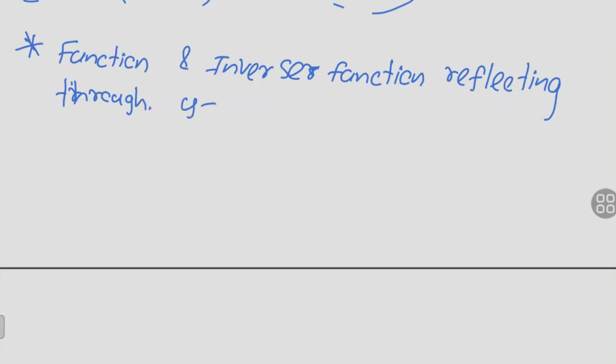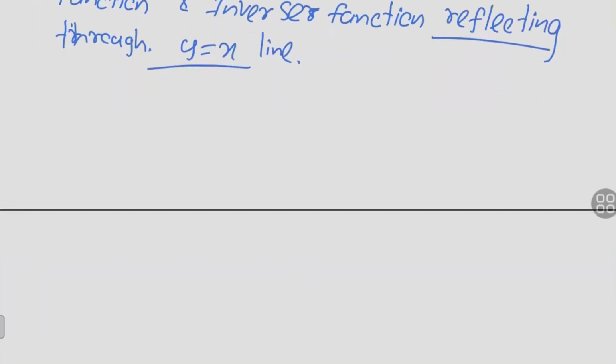the line y equals x, right? With this sentence, you will get that mark. The relationship between any function and its inverse function is reflection in the line y equals x, right?